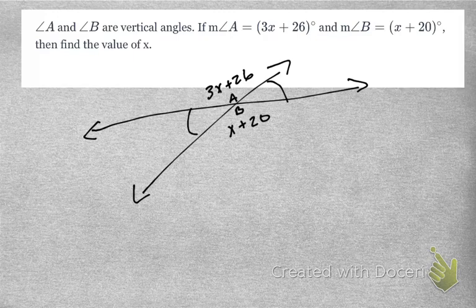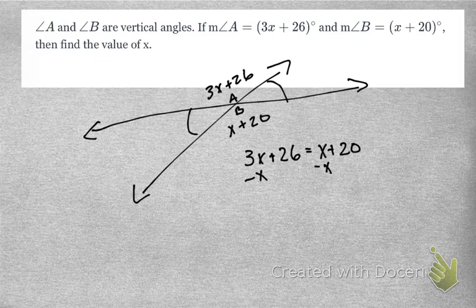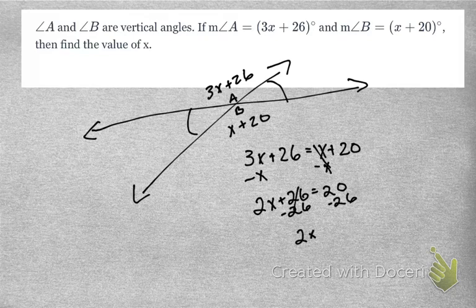Well, vertical angles are equal to each other. You didn't even need to draw it. You just needed to know vertical angles are equal. There it is. That's all. And then we just minus the x. We got 2x plus 26 equal to 20. And then we're going to minus the 26. And we get 2x equal to a negative 6. We'll divide by 2. And we get x is equal to negative 3.